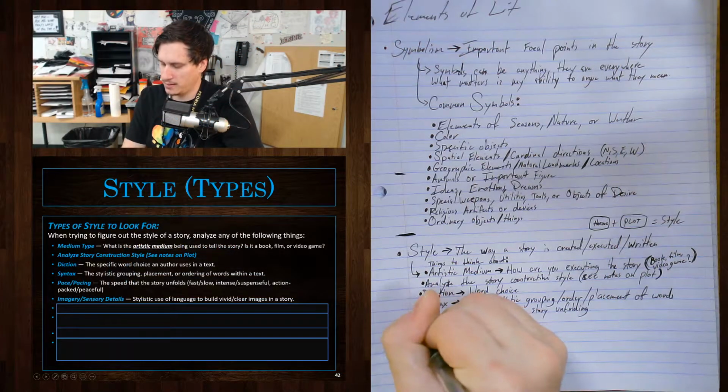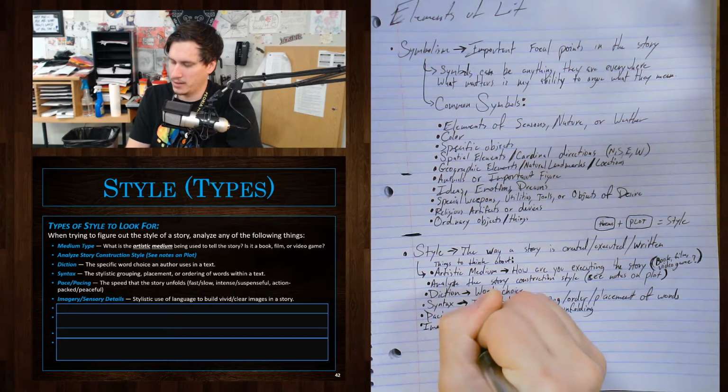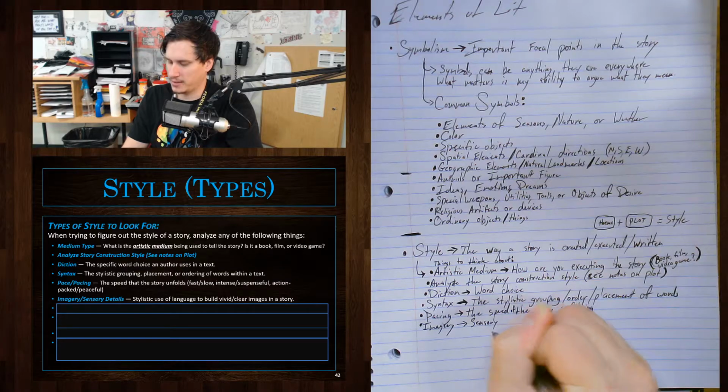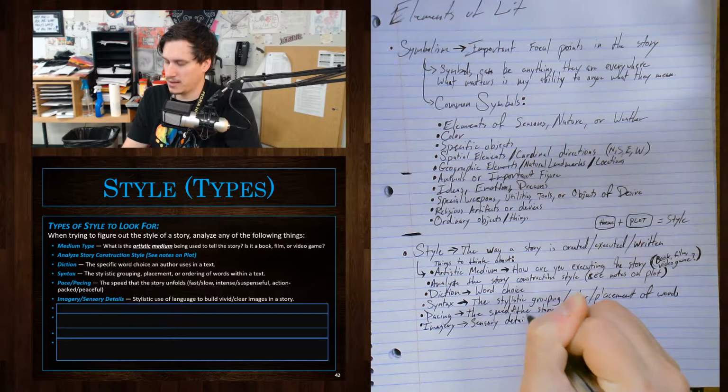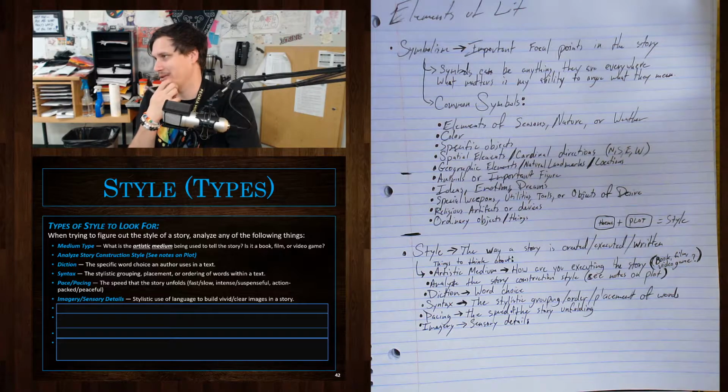So imagery, you learn a lot about that in high school English. Imagery or sensory details, I understand what that means. I'm just going to write down sensory details. So that's like writing that involves your senses, you know, your sight, smell, touch, all that good stuff.